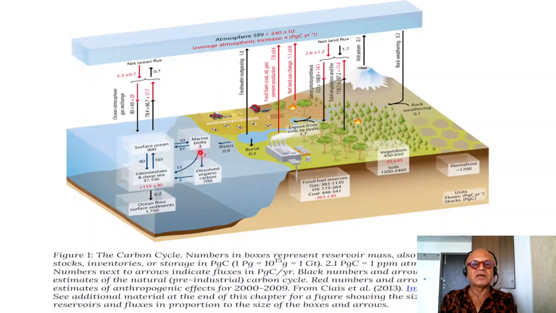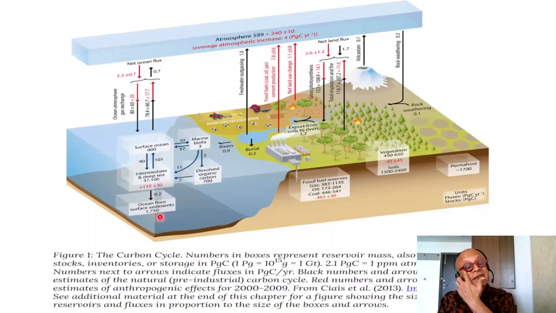So you are exporting 11 petagrams carbon to the intermediate and deep sea, and then there is some being converted into dissolved organic carbon, which we will see in a minute, and that is a big pool there with 700 petagrams, which is exchanging 2 petagrams carbon with the deep and intermediate ocean, and so on.